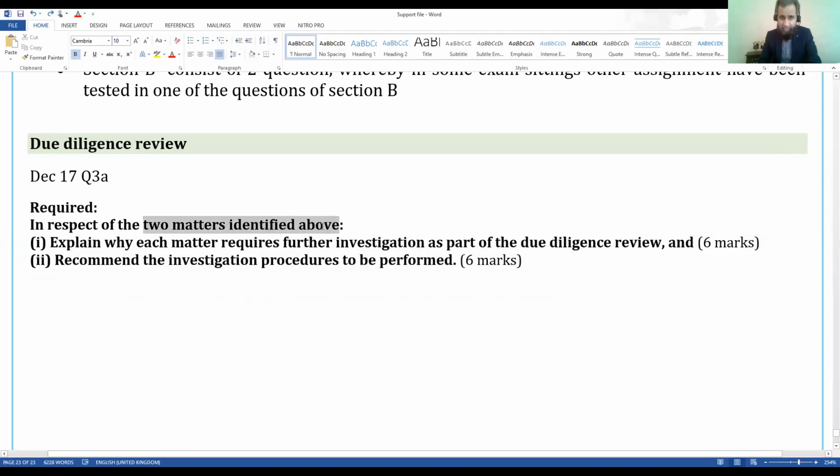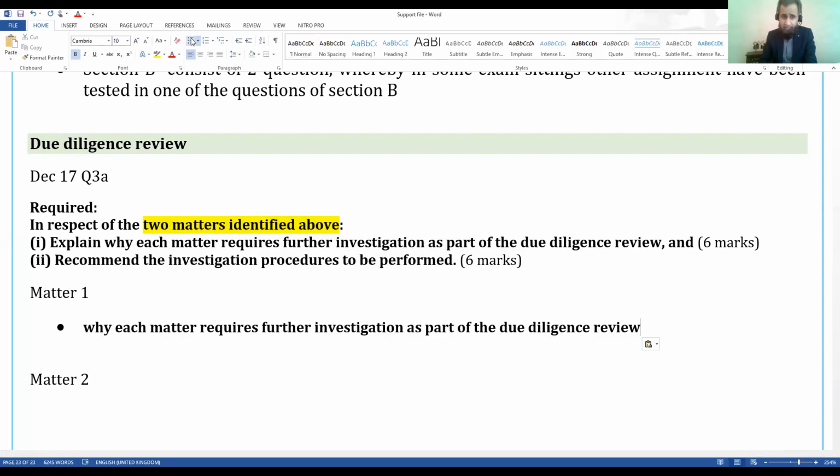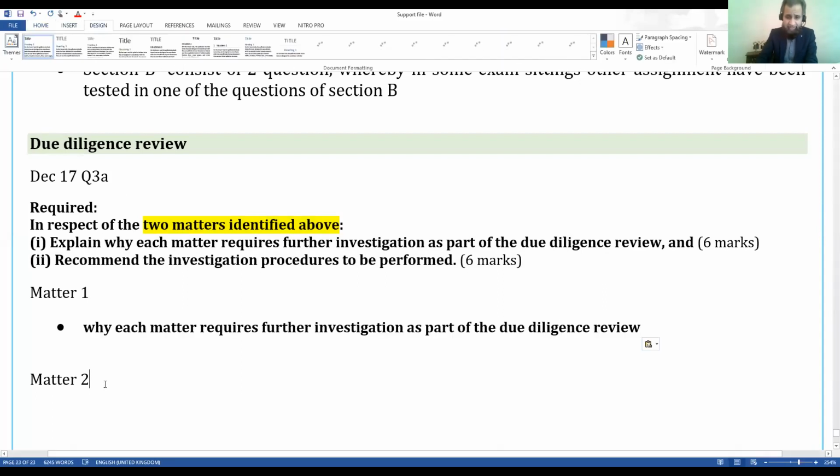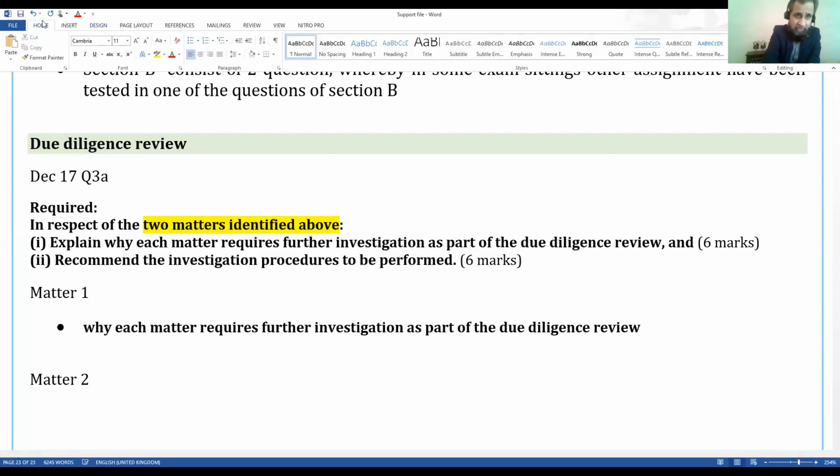In respect of the 2 matters identified above. So how many matters are there above? 2. So we can put a heading over here, matter 1, and a heading over here, matter 2. Now what we have to do for each matter is explain why each matter requires further investigation as part of a due diligence review. So for matter 1, whatever matter 1 is, why does matter 1 require further investigation, number 1. And for matter 2, whatever matter 2 is, why does matter 2 require further investigation.